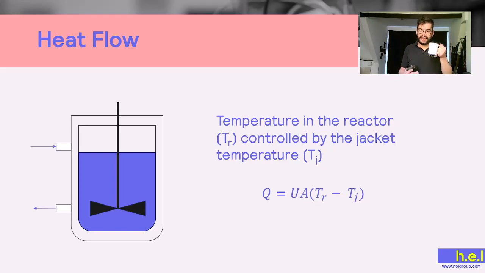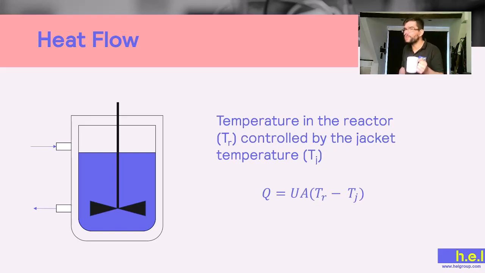And the energy produced or absorbed by the reaction is going to be Q, which is going to be equal to U times A times the temperature inside of the reactor minus the temperature in the jacket. U is going to be the coefficient of heat transfer in the system, so basically how much energy the reactor can absorb, and A is going to be the part of the reactor that is in contact with the water, so it's what we call the wetted area.